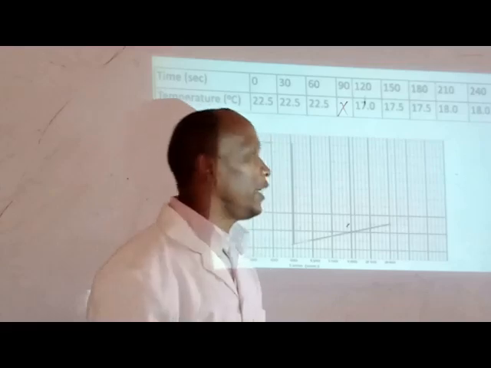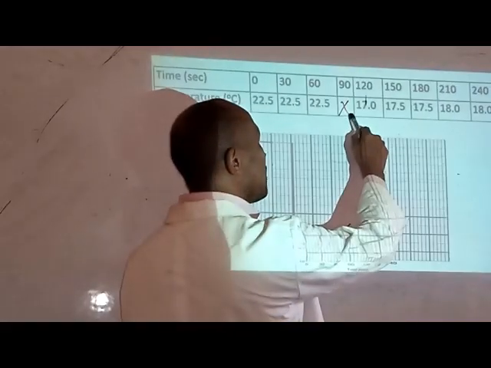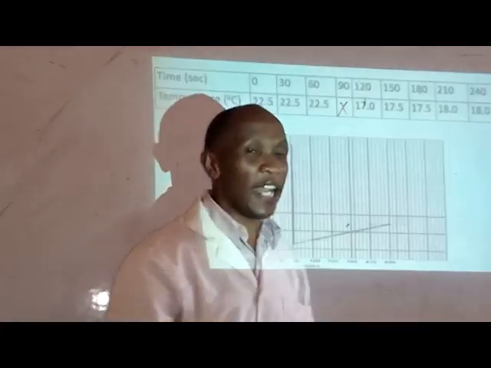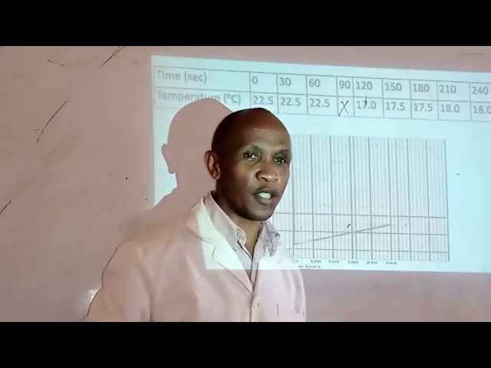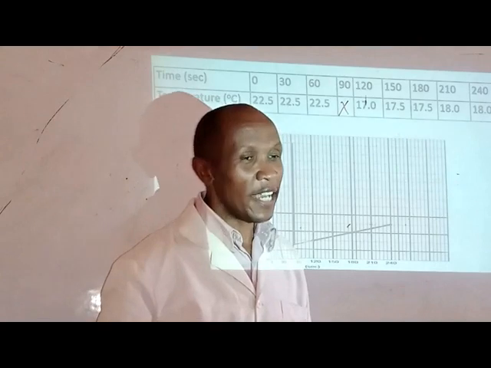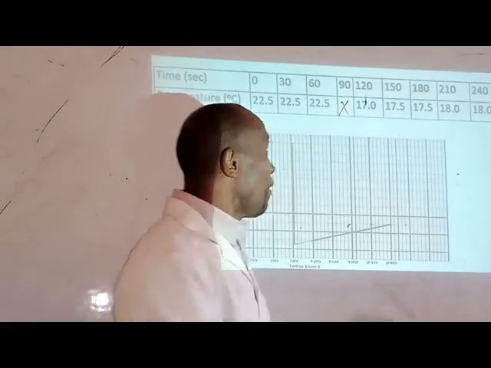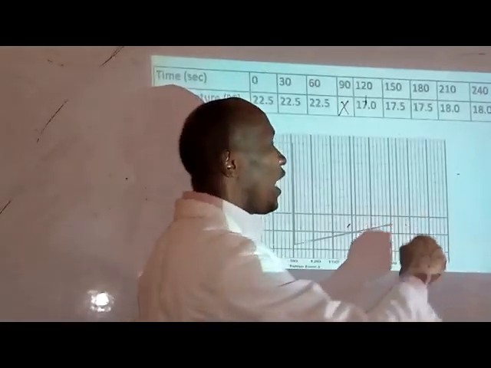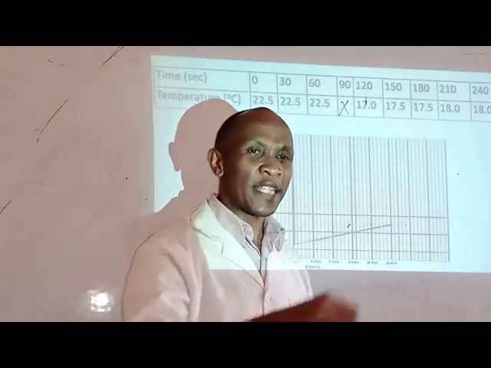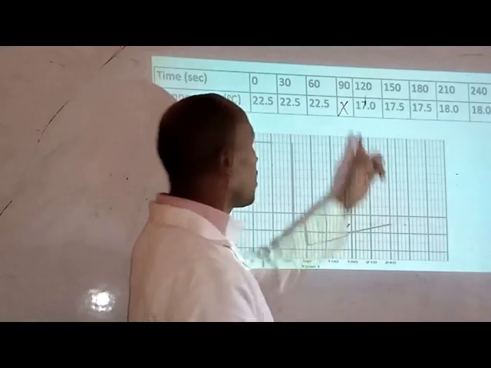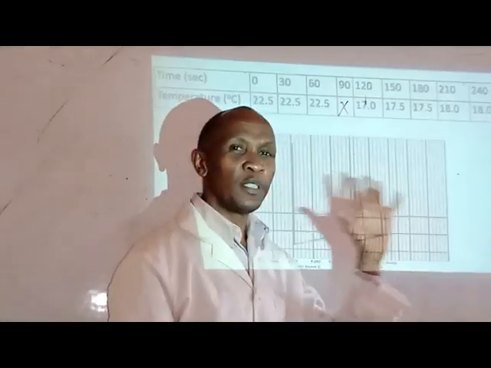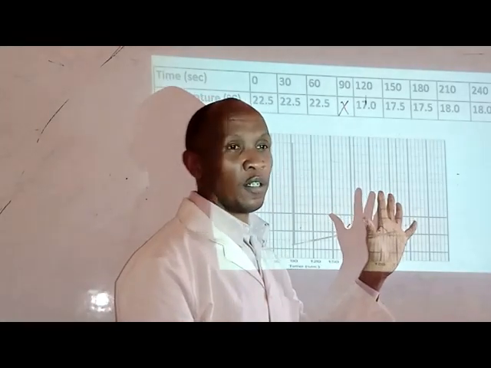Number one thing, the temperature immediately after the X must be the lowest for an endothermic process. Can I say that again? The temperature immediately after the X must be the lowest for an endothermic process. It must never decrease from that.